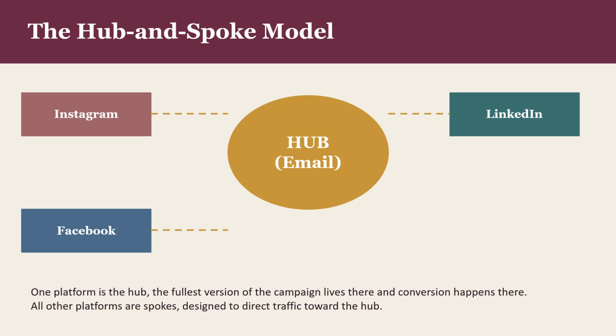The hub and spoke model is the clearest way to think about cross-platform coordination. One platform is the hub. That's where the full campaign lives, where the conversion action happens, and where you're measuring your outcomes. Everything else is a spoke, a feeder system, directing traffic toward that hub. For most arts nonprofits, the hub is email. Your email is your most direct line to your committed stakeholders.